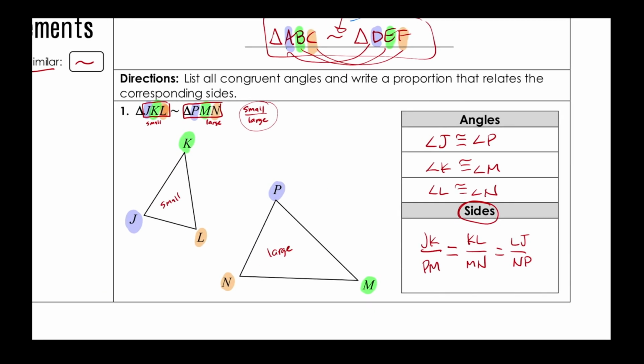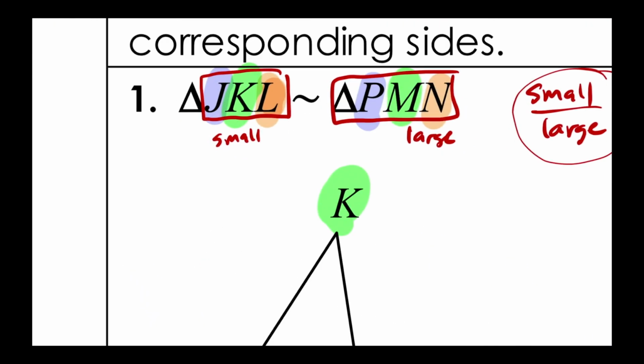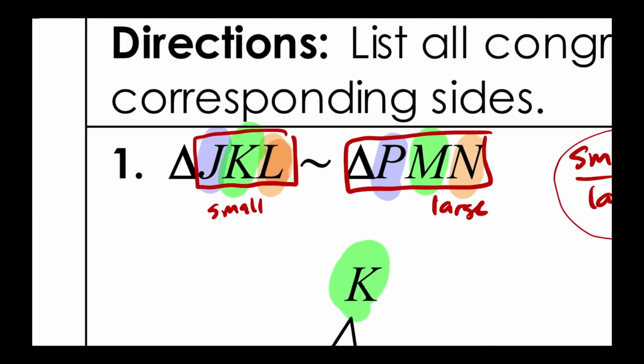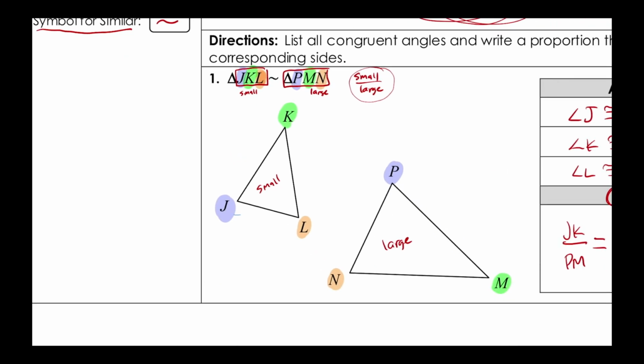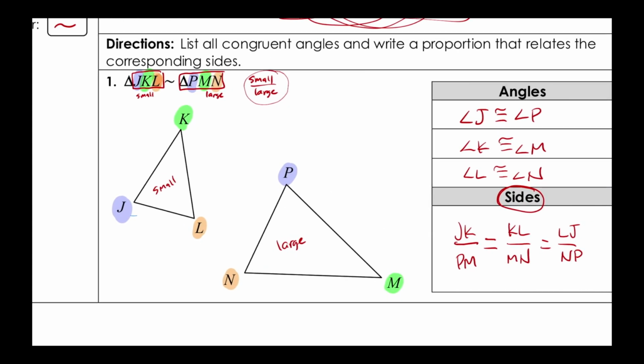And then once we did that, we spent a couple days saying, okay, can we match stuff? If I give you a similarity statement, can we match stuff? And I just say use colors. J and P, color those purple. K and M, color those green. L and N, color those orange.